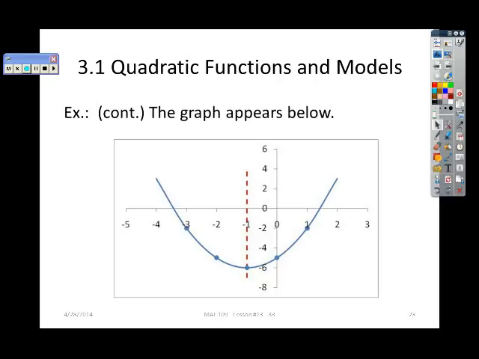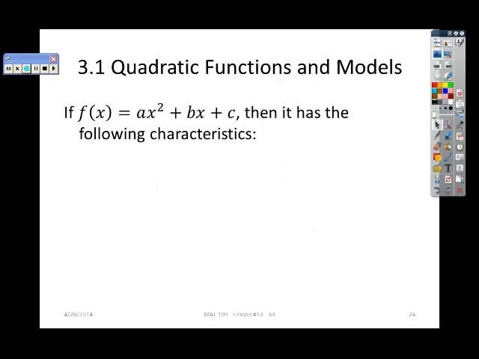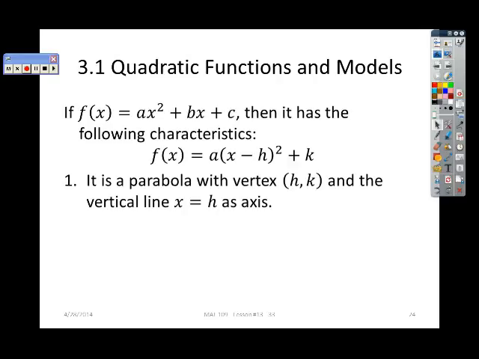Remember, getting that y-intercept is very easy to do. So, in general, a quadratic function can be written in the vertex form by using completing the square. It's a parabola with a vertex at (h, k). The vertical line x equals h is the axis of symmetry. The parabola opens up if the constant a is positive. It opens down if the constant a is negative.